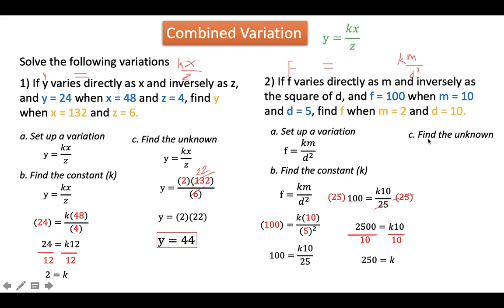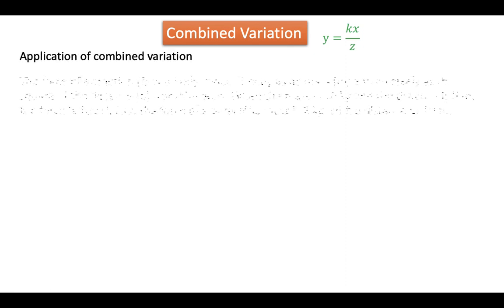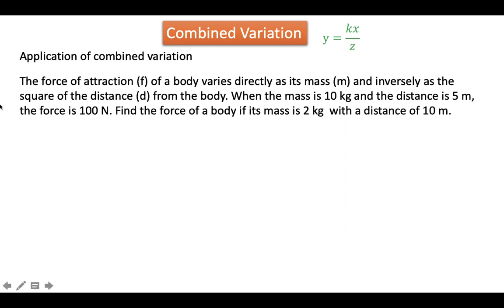Then lastly, find the unknown f. So we will use the same variation, and we will replace this yellow given. M is 2, d is 10, and our k, which is 250. So 10 squared, that is 100. 250 times 2, that is 500. And divide them, that is 5. So that's our answer. Now, let's apply this in word problems involving combined variation.